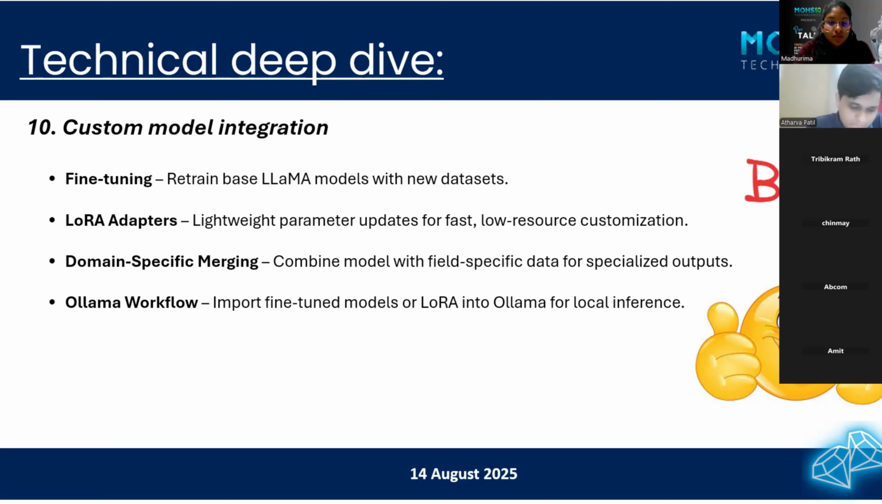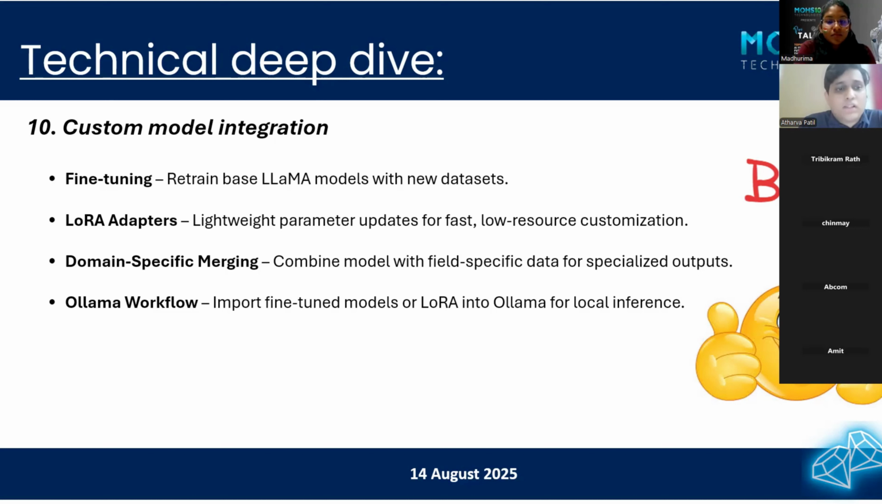So there come the LoRA adapters, which is low rank adaptation. This is lightweight parameter updates for fast, low resource customization, which means instead of using a new data set, you can just add whatever it needs to understand as data. As I have given on the right, if I type BP with an upper arrow, I need it to understand I'm referring to BP increment. This can be done through LoRA adapters.